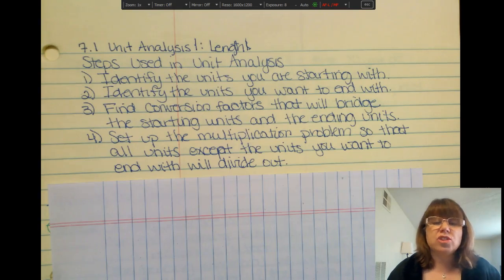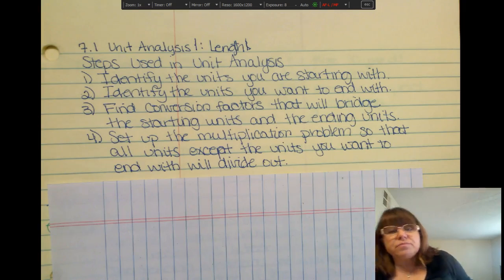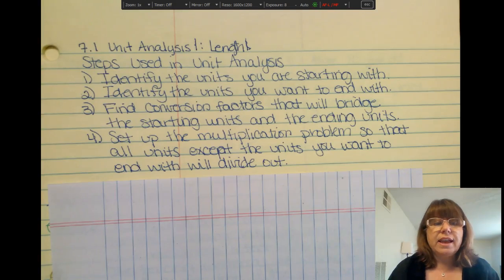Identify the units you are starting with. Second, identify the units you want to end with. Third, find the conversion factors that will bridge the starting units with the ending units. And fourth, set up the multiplication problem so that all the units, except the units you want to end with, will divide out.